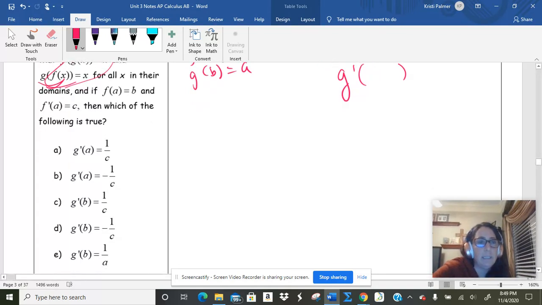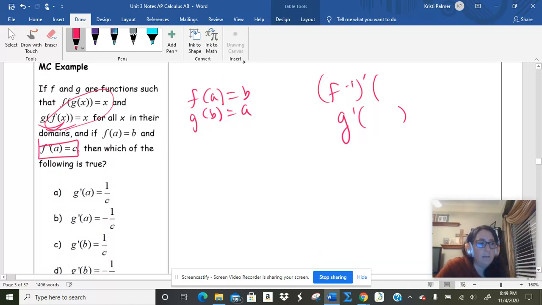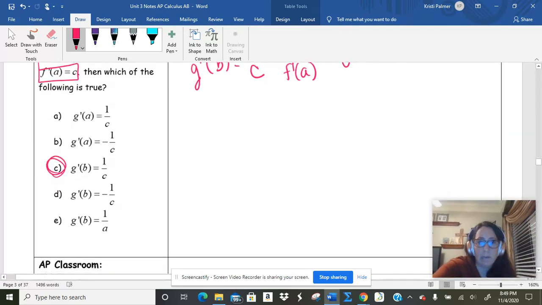So then I have to look and see, they gave me f prime of a equals c. So the next thing I would kind of look at is say, well, what's g prime of b? And that is 1 over c. That's the same as saying 1 over f prime of a. Makes sense? I hope so. That is c. If that didn't make sense, then let's talk about it in class.